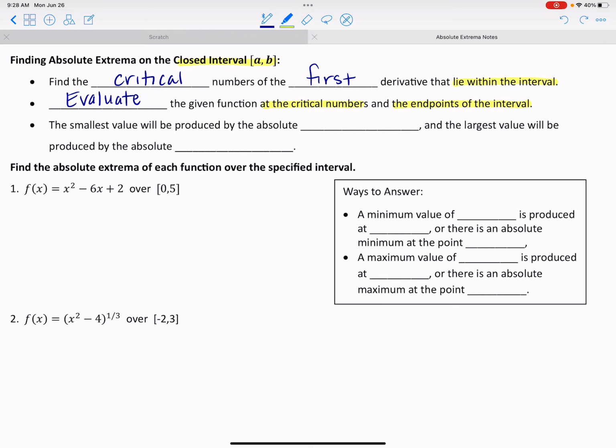Whatever input produces the largest output is our absolute maximum, and whatever input produces the smallest output is going to be our minimum. So the smallest value will be produced by the absolute minimum. And the largest value, the largest output, will be produced by the absolute maximum. And then we have a few different ways that we can kind of answer the question, but let's practice this, okay?